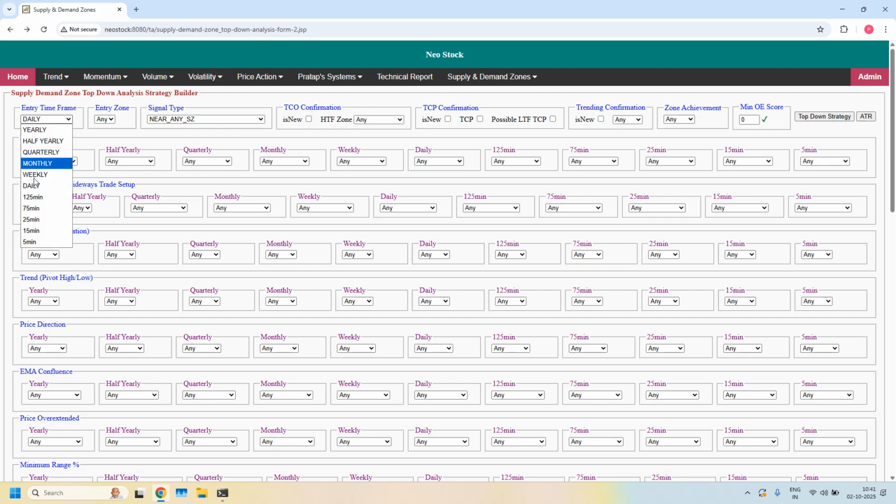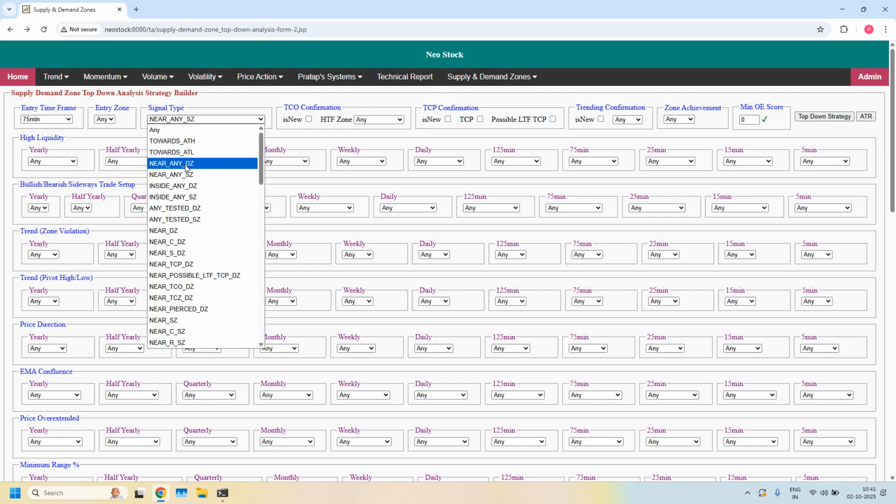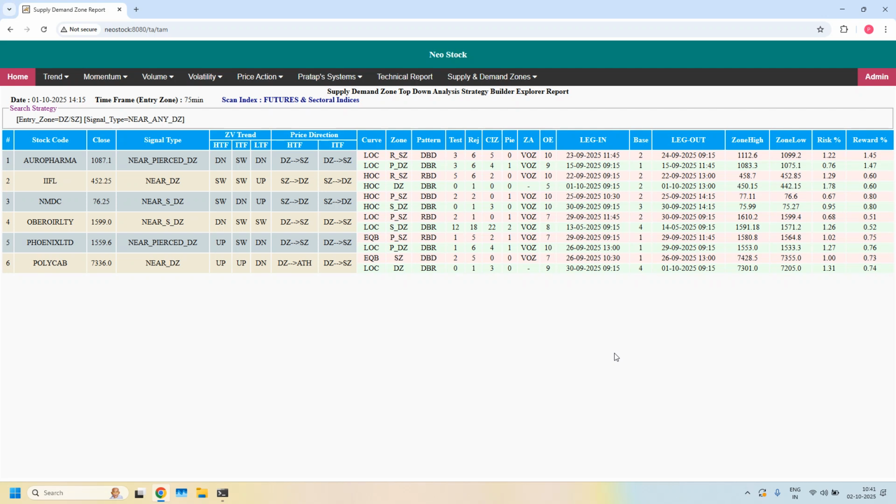Next time frame is 75 minutes. Stocks near to the 75 minutes demand zone. We got 6 stocks. Let us identify high liquidity zones. NMDC is having a 75 minutes high liquidity demand zone. Oberoi Realty is not valid because it is a pierced zone. Anybody having interest to analyze pierced zone strategies that you learned in lesson 28, you can apply on this stock. So that's it. We got only one valid 75 minutes high liquidity demand zone from this list.